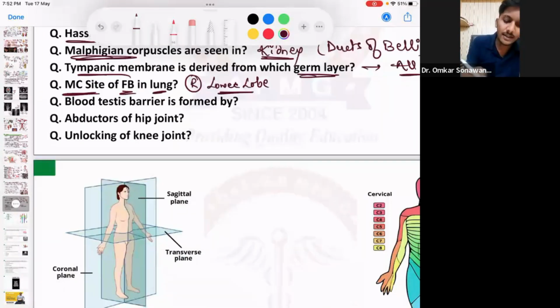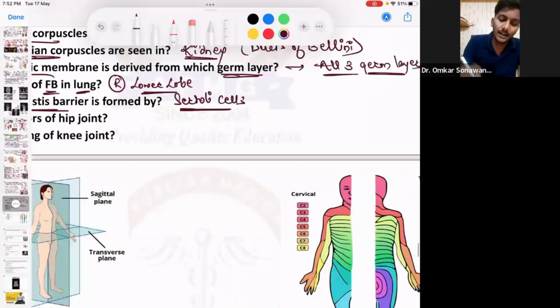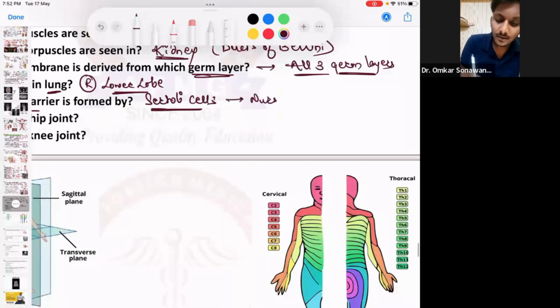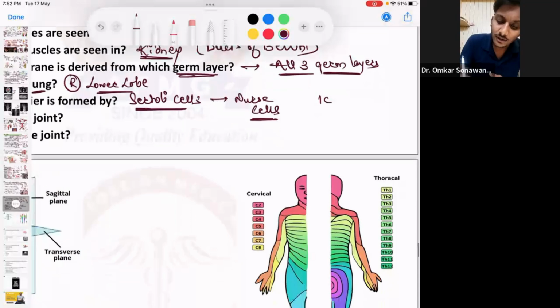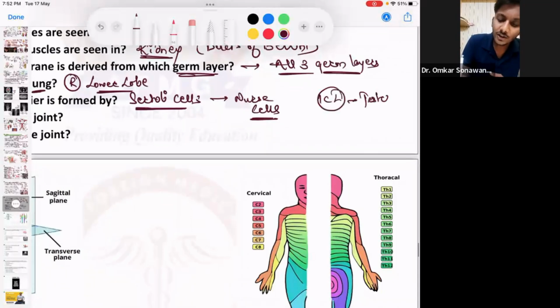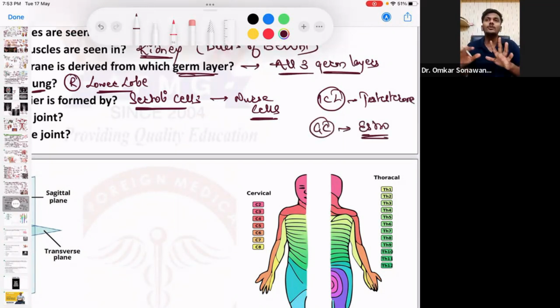Blood testis barrier is formed by which cells? Blood testis barrier is formed by the Sertoli cells, which are also called nurse cells because they give nutrition to the spermatozoa. Whereas the interstitial cells of Leydig are known to secrete testosterone, and granulosa cells of the ovary are known to secrete estrogen. Important. These are called sex cord cells.